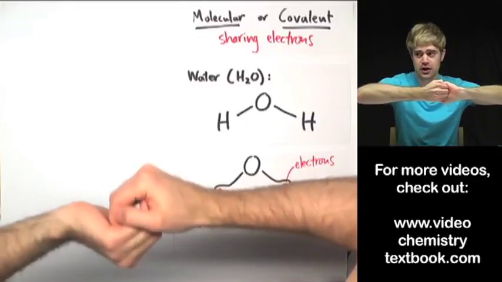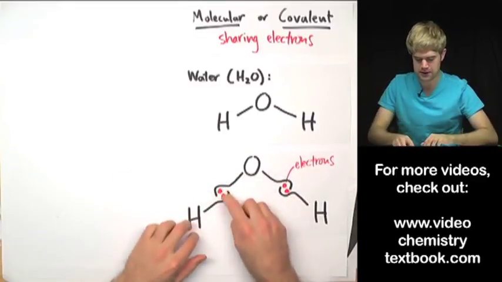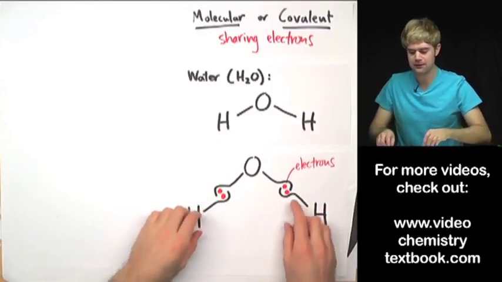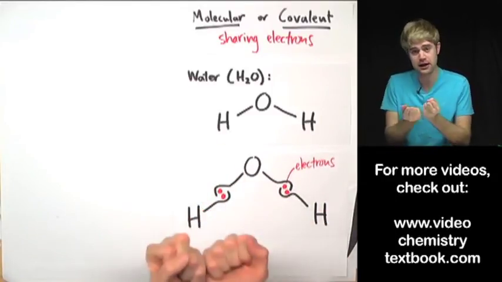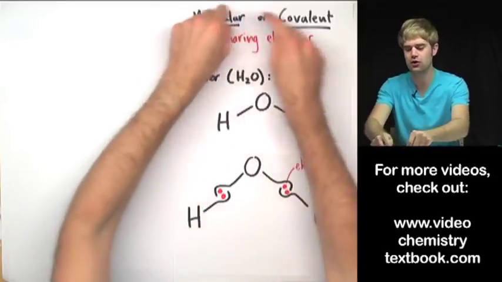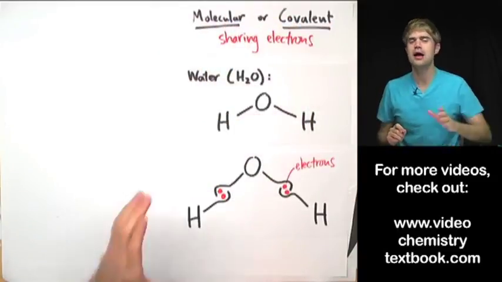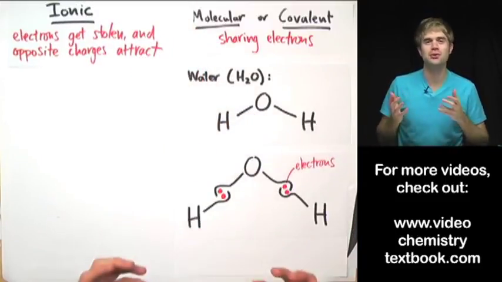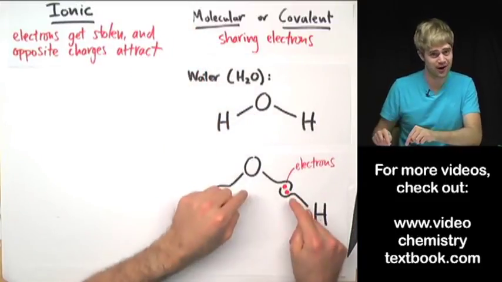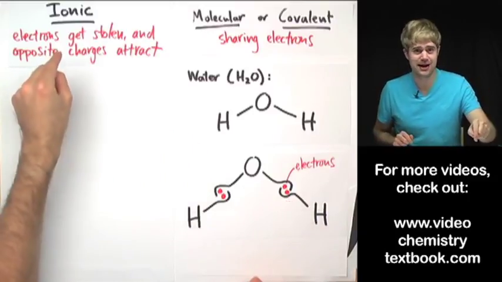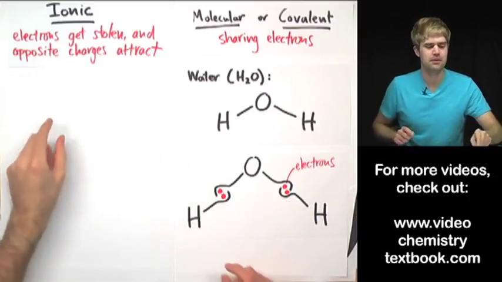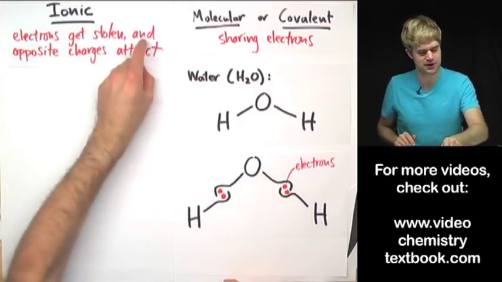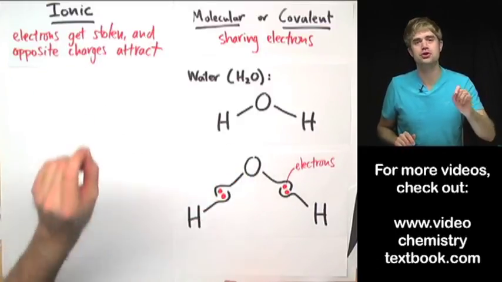So we've got oxygen and hydrogen connected together because they're holding on and sharing these electrons here. That's what makes the atoms connect and stick together in a molecular or covalent compound. Now, on the other hand, in ionic compounds, the atoms aren't being so nice to each other. They're not sharing. The atoms stick together in an ionic compound because one atom steals another atom's electrons, so electrons get stolen, and then opposite charges attract.